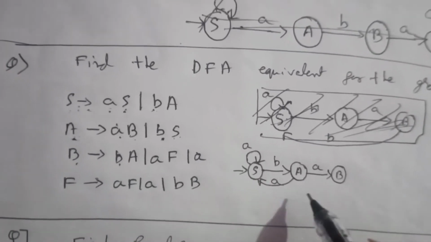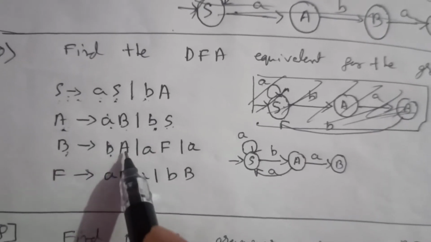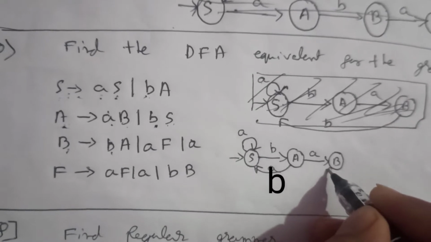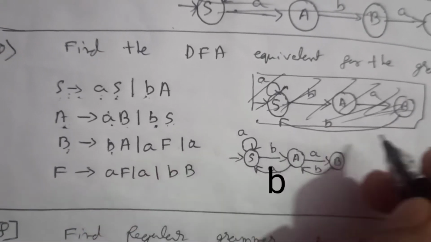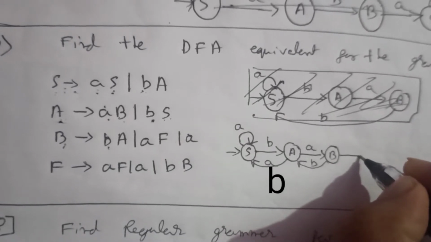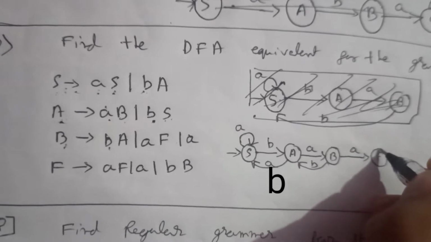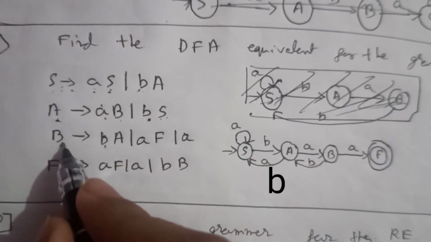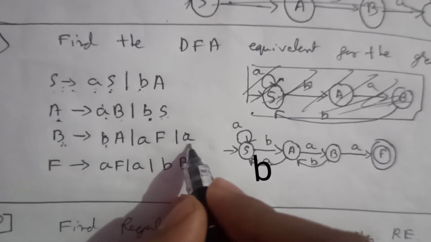Okay, and now for state B, let's see. For state B, if it receives input symbol b, it will come back to A, and for input symbol a, it will reach a state that is F. So this F is the final state. How do you understand that this is the final state? Because from B there is a transition a to F.